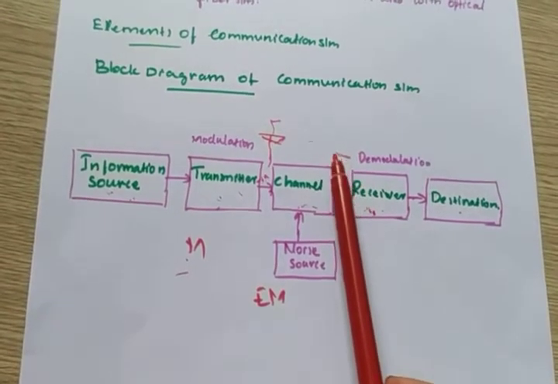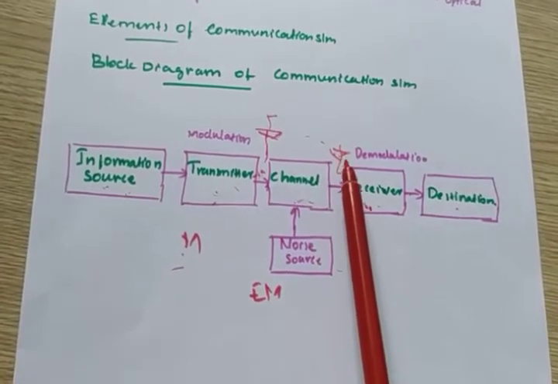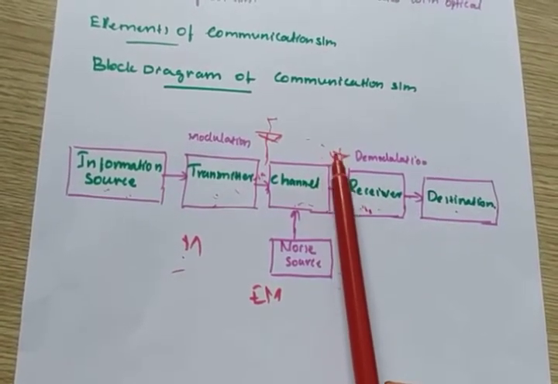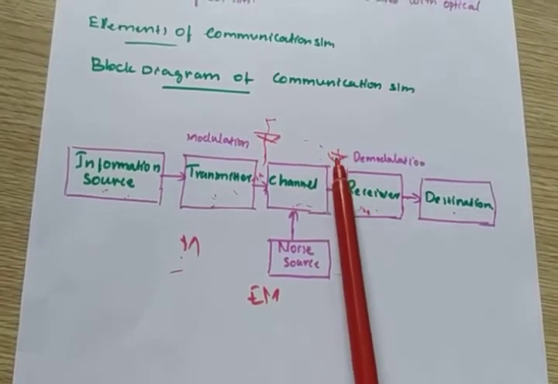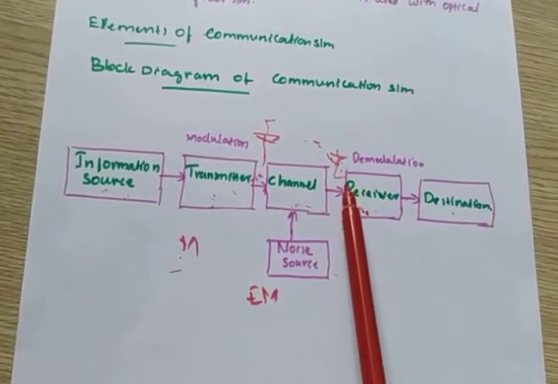Of course, we need an antenna system here to receive the signal. Why? Because the received signal is EM only, an electromagnetic signal. We have to convert the EM wave into an electrical signal. For that, we need an antenna. The antenna receives the EM wave and converts it to an electrical signal, and it is given to the receiver.